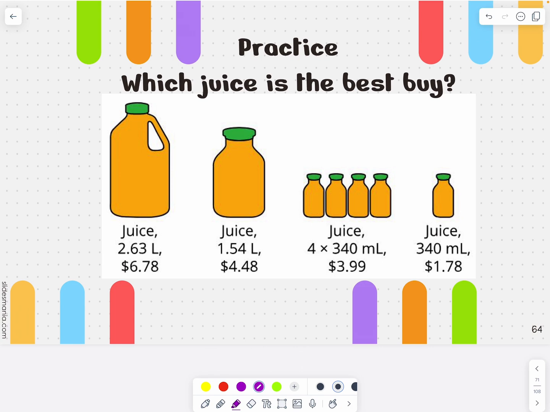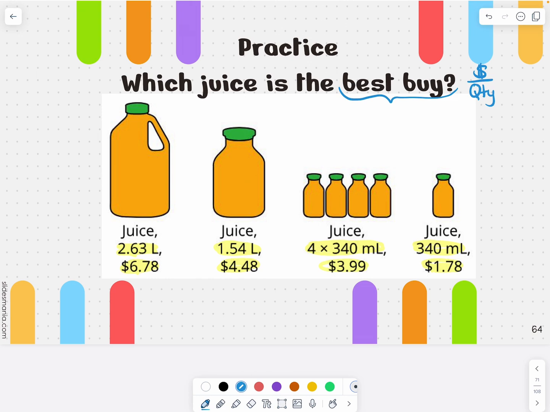Which juice is the best option? You could buy a 2-liter bottle of juice for $6.78, or you could buy a 1.54 liter for $4.48. You could buy a 4-pack of 340 mils for $3.90, or a single 340 mil for $1.78. What is the best buy? When you're comparing things, they have to be the same unit. We already said best buy is the money divided by the quantity.